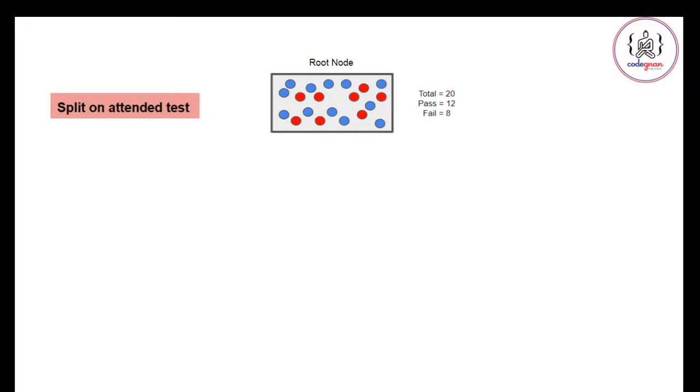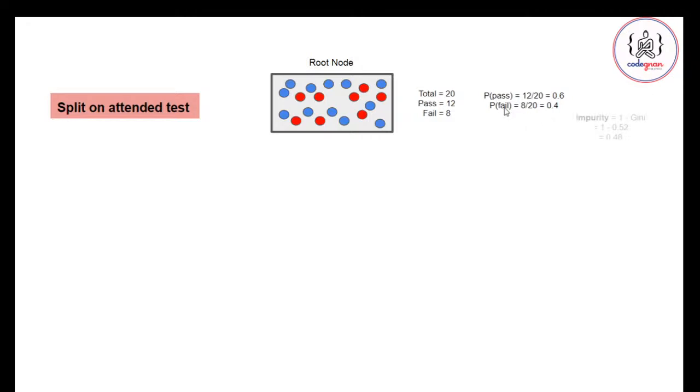And here if we divide this on attended test, you have the probability of pass and probability of fail. What is the probability of pass? It is going to be 12 by total, which is 12 by 20, which comes out to be 0.6. Again, what is the probability of fail? The probability of fail is equal to 8 by 20. How many students have failed in this particular node? It is 8, and here is your total. So you have probability of pass and probability of fail.